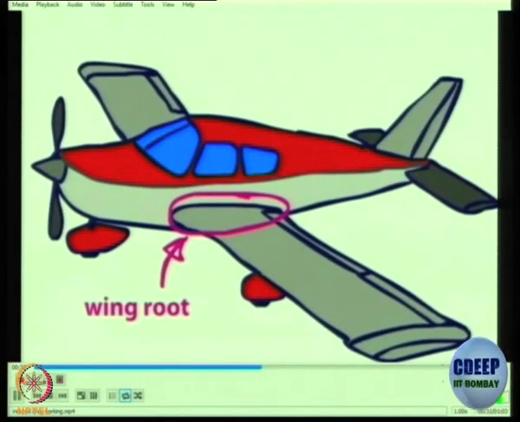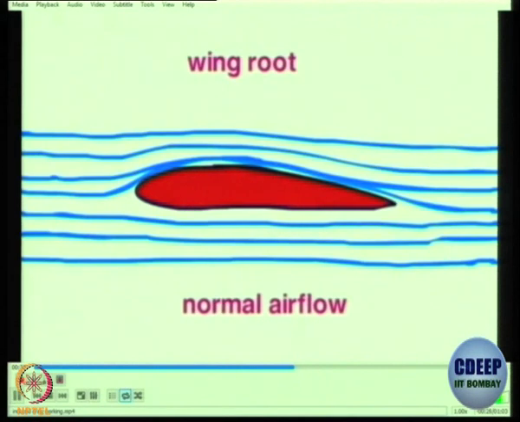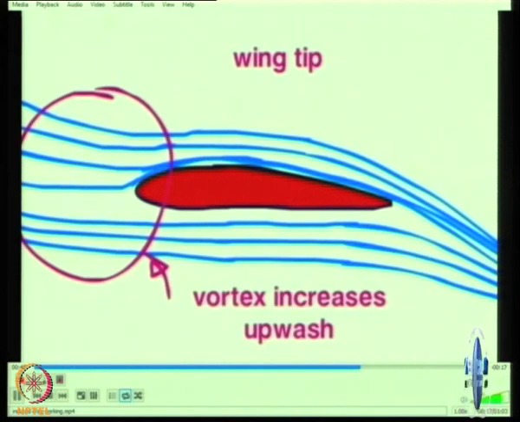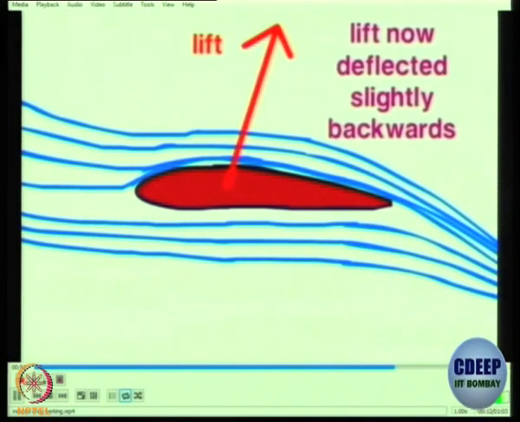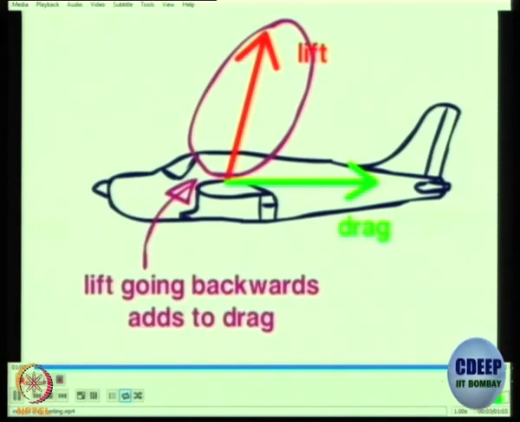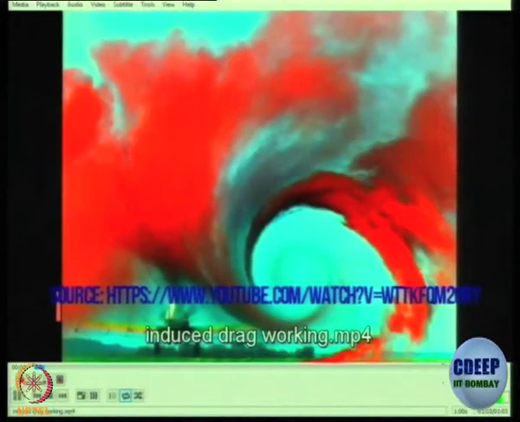At the root of the wing, where vortex action is not felt too much, airflow is like this. However, at the wing tips, where there is a lot of vortex action going on, airflow is altered to become like this. As you can see, the air is forced upwards in front of the wing, and then forced downwards behind it. This alteration of the air then means that the lift generated by the wing is slightly deflected backwards. This lift force going backwards now adds to the drag force, and is the induced drag of the aircraft. Induced drag is caused by wingtip vortices.